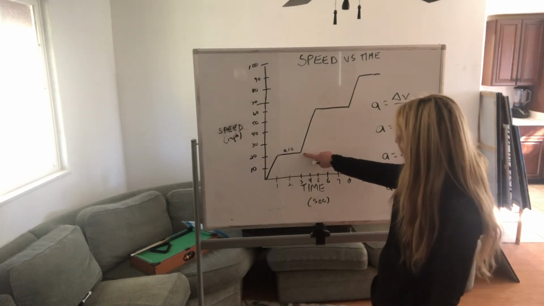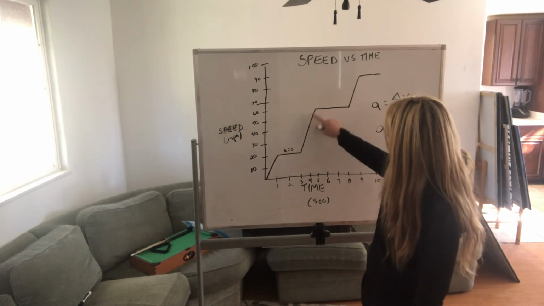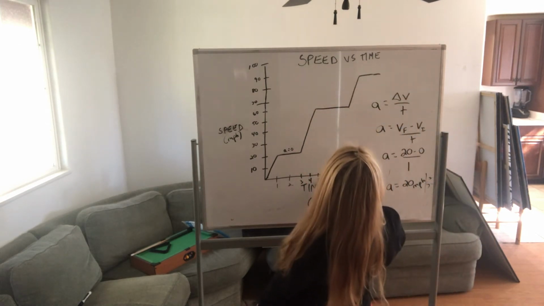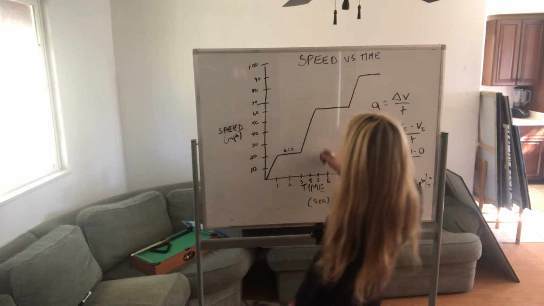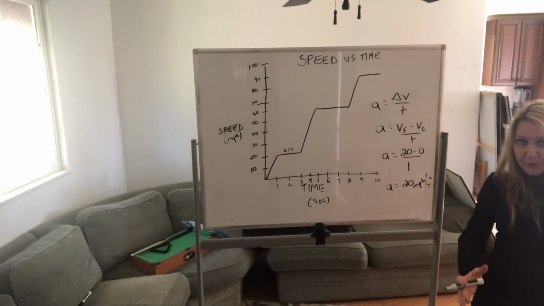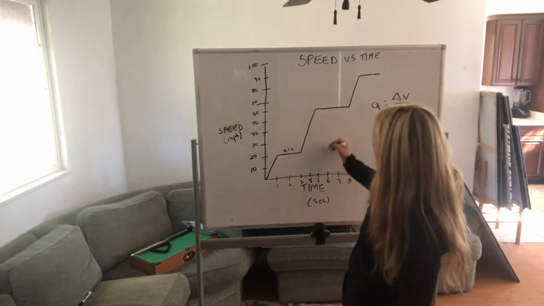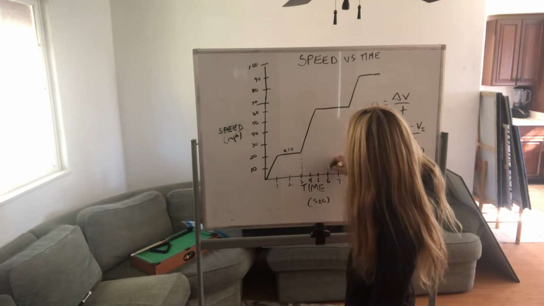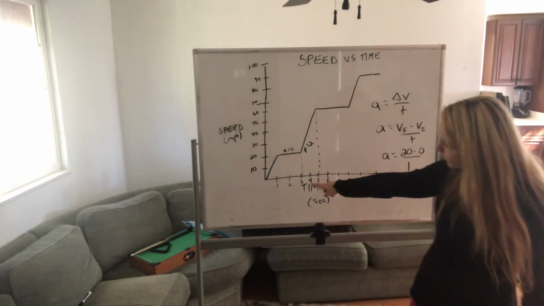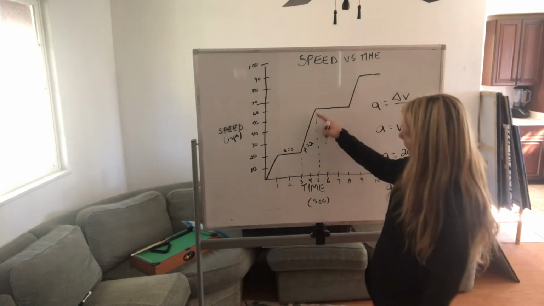Now, we want to know what the acceleration here is. Let's make this 5. So we're going from second 3 to second 5. So the difference is 2 seconds, right? So t is equal to 2 seconds, because we're going from 3 to 5. We want to figure out what the acceleration of the car is in this part.